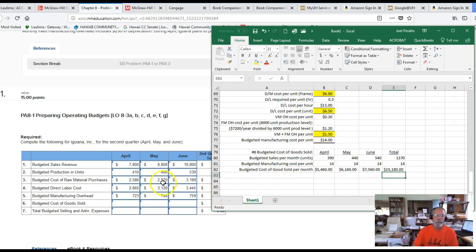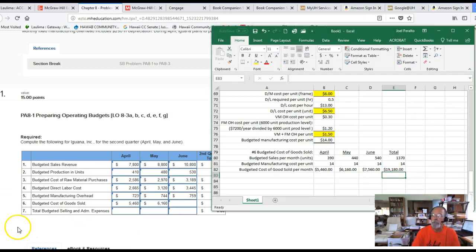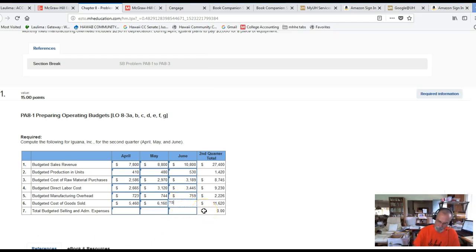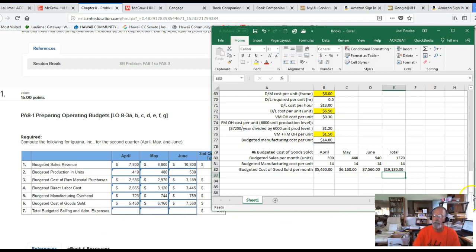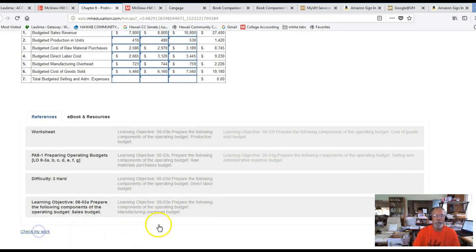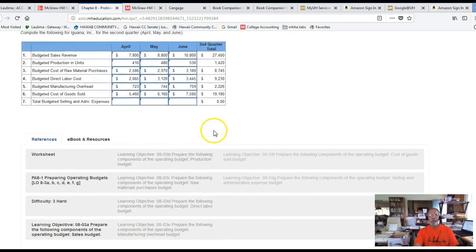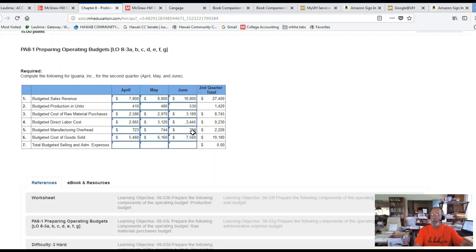Okay, let's see if that's going to work for us. 54.60, 61.60, 61.60, and 75.60. 19,180. And let's see if our check my work is going to work. Okay, we've got one more calculation to go. This is a 2-hour problem for me, so this might take some of you a little longer than that, maybe 3 hours.